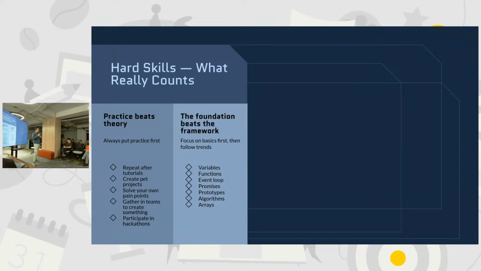Those frameworks, they come and go. Like before React, we had Angular, for example, which dominated the market. Then came React. Nowadays, we also have Vue.js, which is also kind of huge. But they come and go. What you should focus on is the foundation that those frameworks are built on top of.